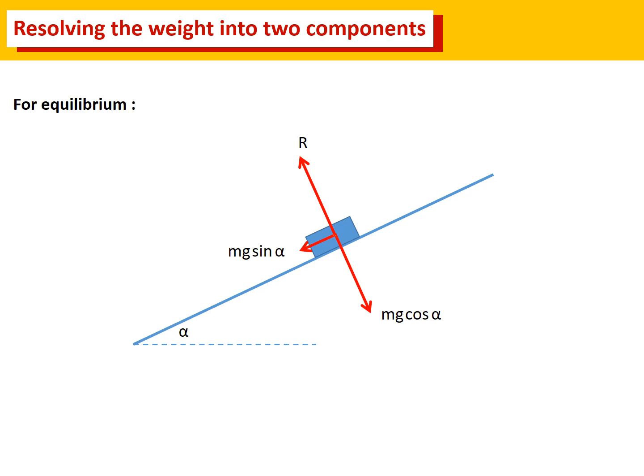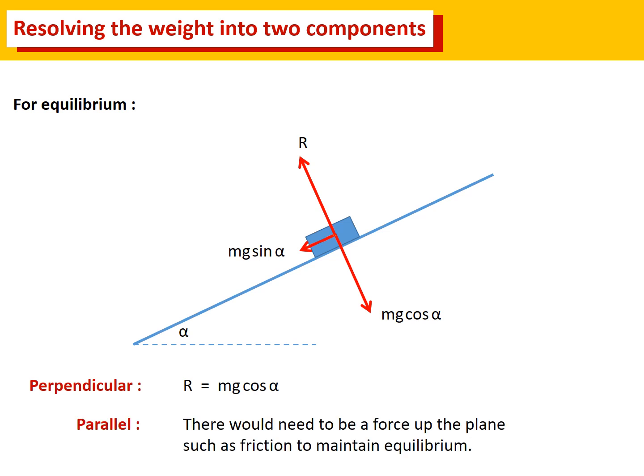Now, for equilibrium, perpendicular to the plane, we will have R equals mg cos alpha, and parallel to the plane, we would need some force which would be stopping the object from moving down the incline. Because at the moment, we've only got one force parallel to the incline, which is the mg sine alpha, and therefore, as things stand, that object will start to accelerate down the incline. However, if we have a force up the incline, we can maintain equilibrium.